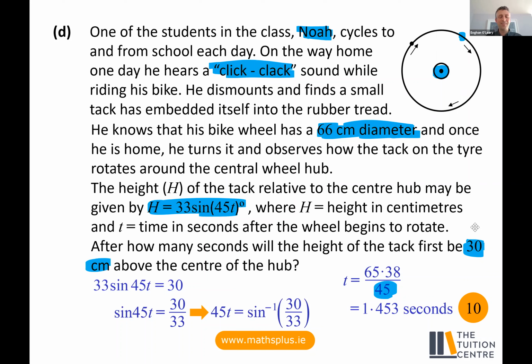Okay, let's move on to the next problem solving question, question 8. Something very different.